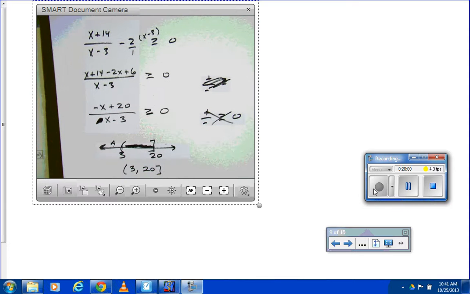So on number 11, what was the answer? I think what happened on 11, the only critical point you wound up with was 3.